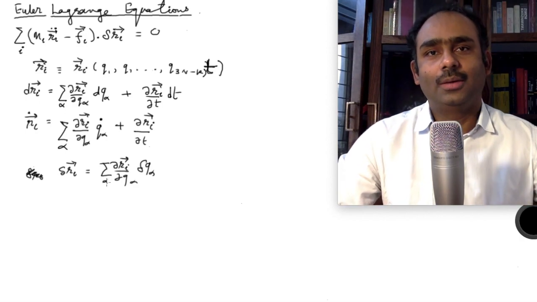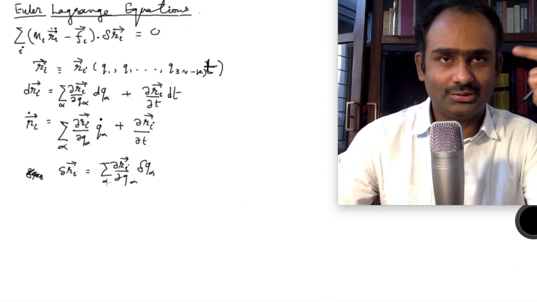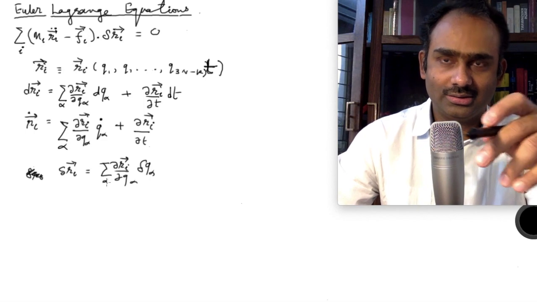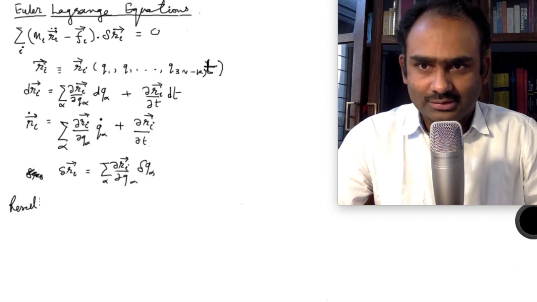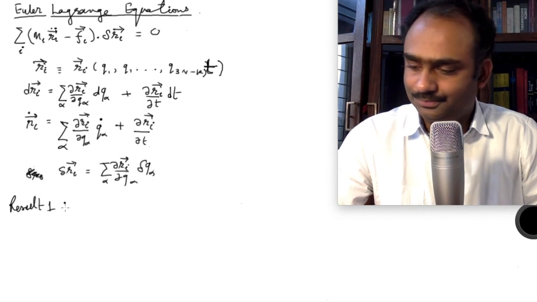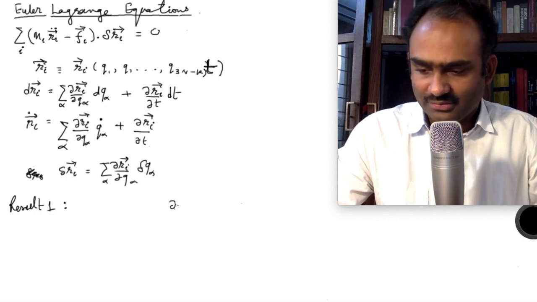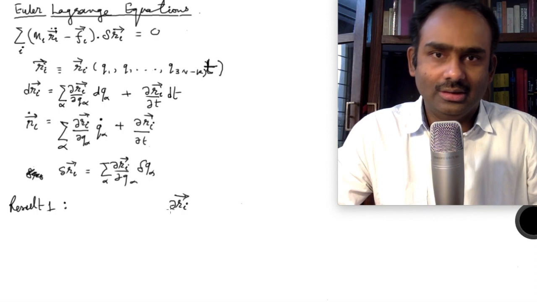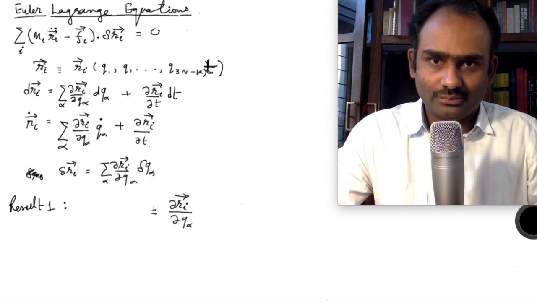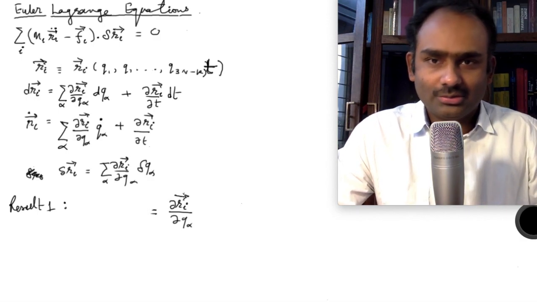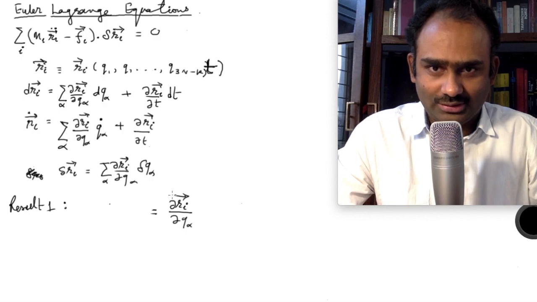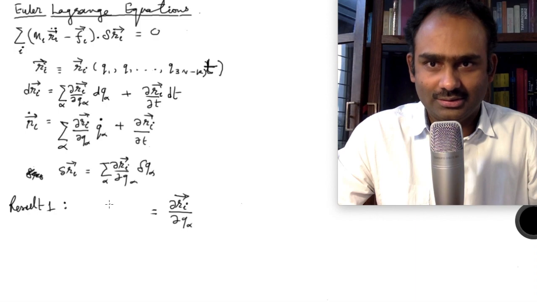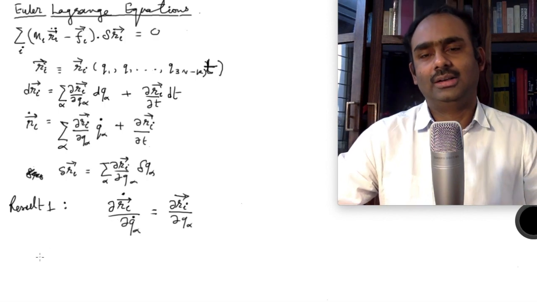That is good. Now, before I proceed further, I should state two results which we are going to use in massaging the D'Alembert principle written here. And those two results are the following. Result one. The result one is that if you take del r_i over del q_alpha, and if you put dots both on r_i and q_alpha, then this equals that relation. So if I take this and put dots on both r_i and q_alpha, so del r_i dot over del q_alpha dot. That is result number one that we are going to use.